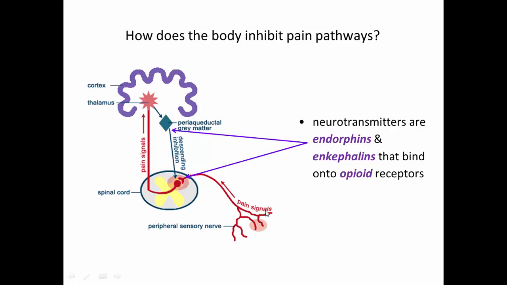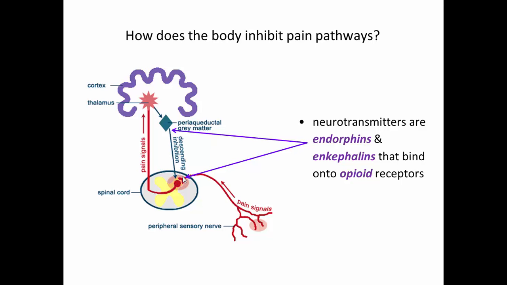So remember, the pain pathway goes from pain receptors up a sensory nerve to synapses to another neuron in the spinal cord, and then ascends up to the brain and goes to various parts in the brain. Well, our brain is actually able to block those pain pathways. And so we call this descending inhibition, meaning it's coming from the brain and it's coming down and blocking those pain pathways. This descending inhibition uses neurotransmitters that are called endorphins and enkephalins. So when these neurotransmitters are released, they block the pain pathway. And so we can actually inhibit our own pain.